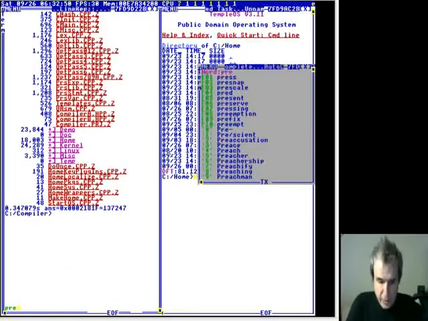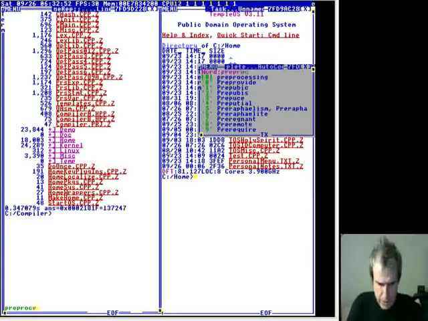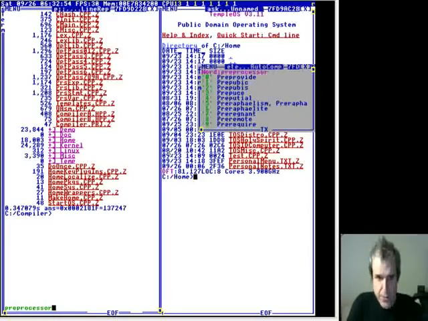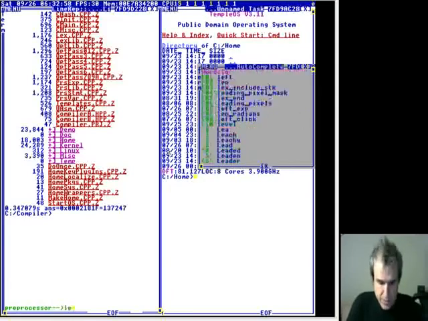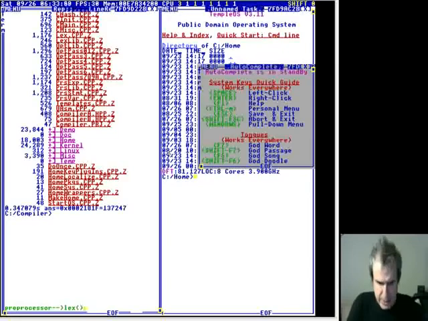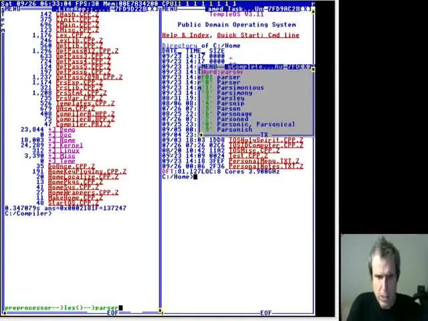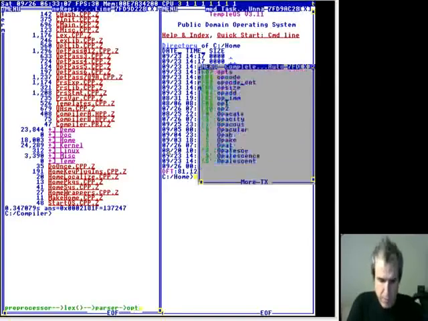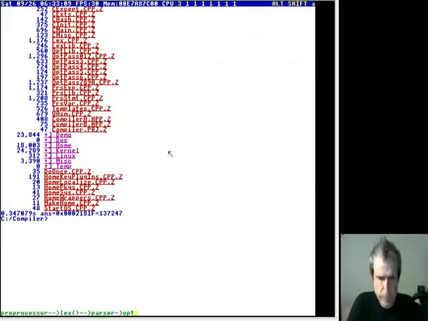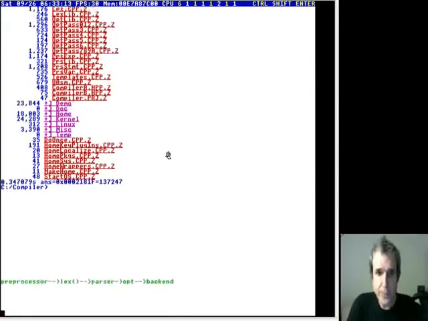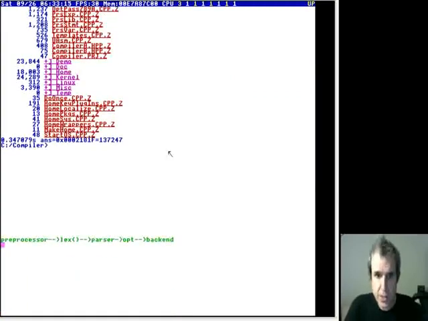Anyway, so a normal diagram has a stream coming from the preprocessor into the lex, into the parser, into the optimizer, into the back end. This is the normal conceptual model of a compiler.